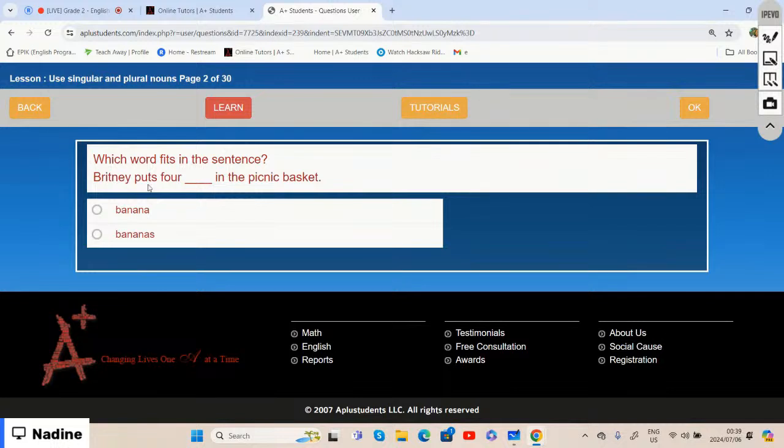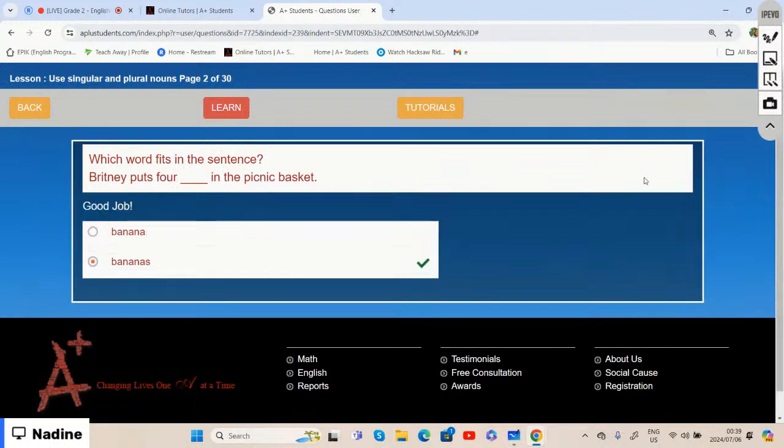All right, so four, if we look at the word that is in front of the word, then we say four bananas because it refers to more than one banana. Right, so four bananas.